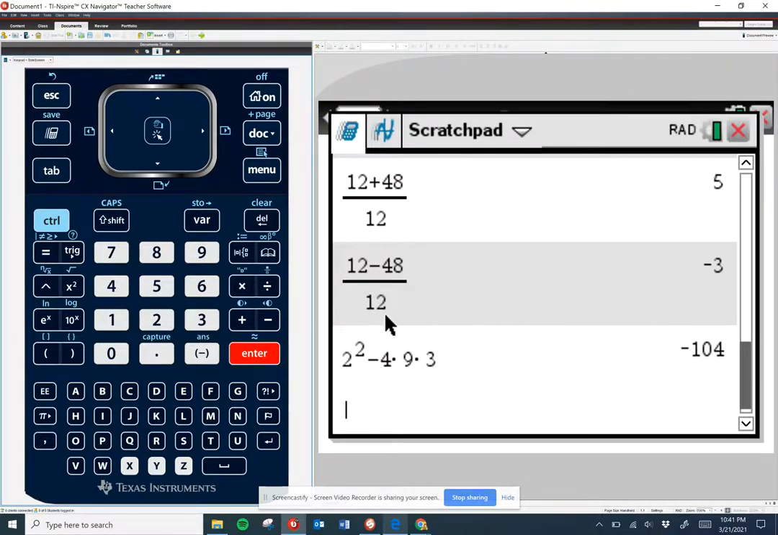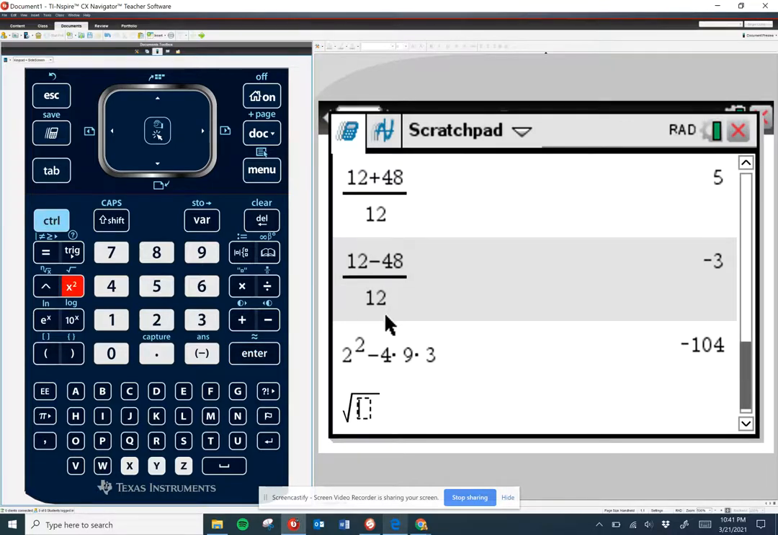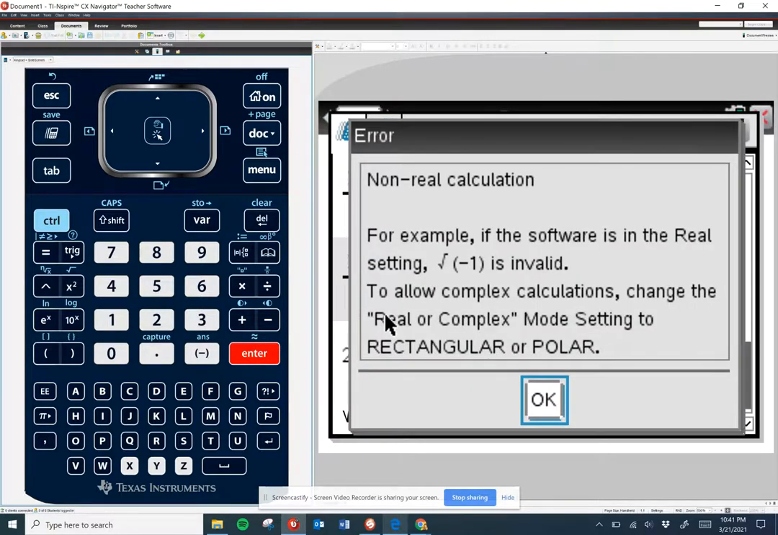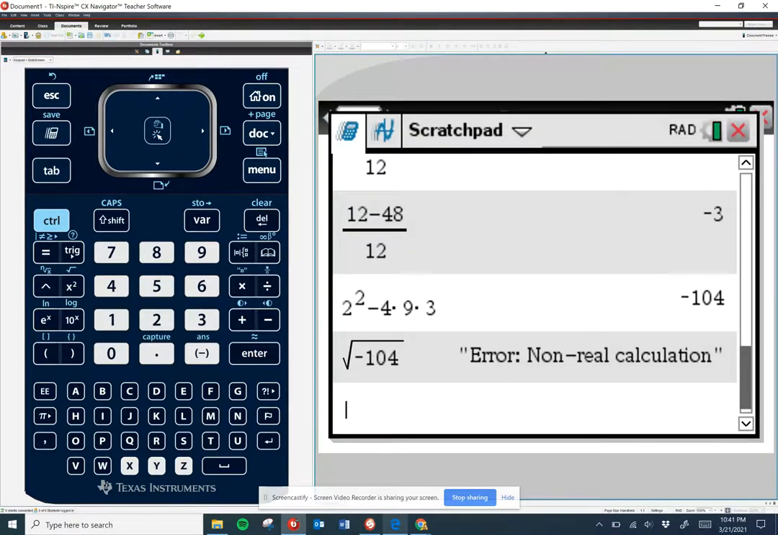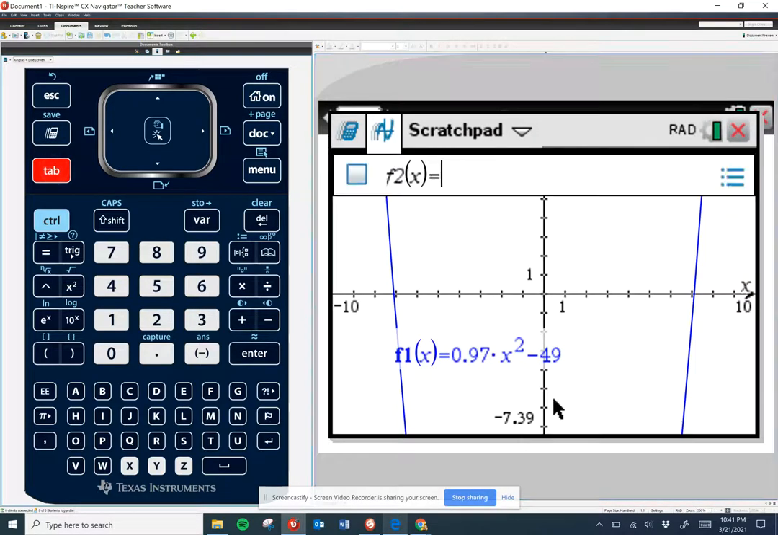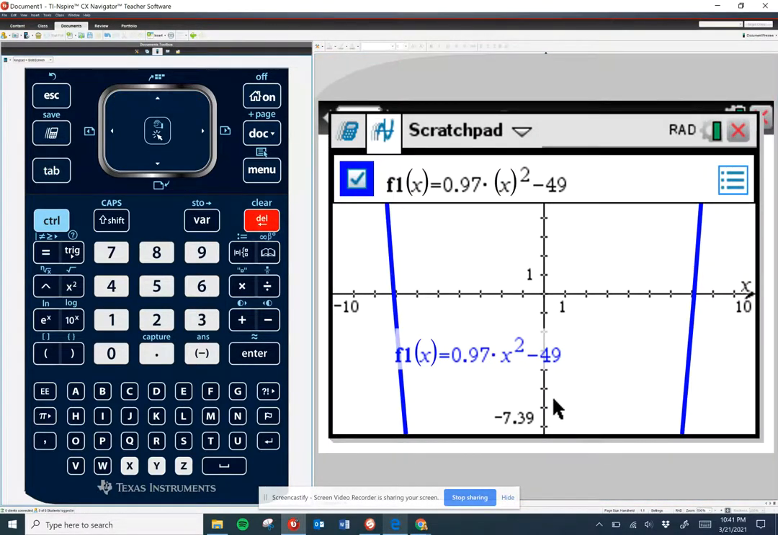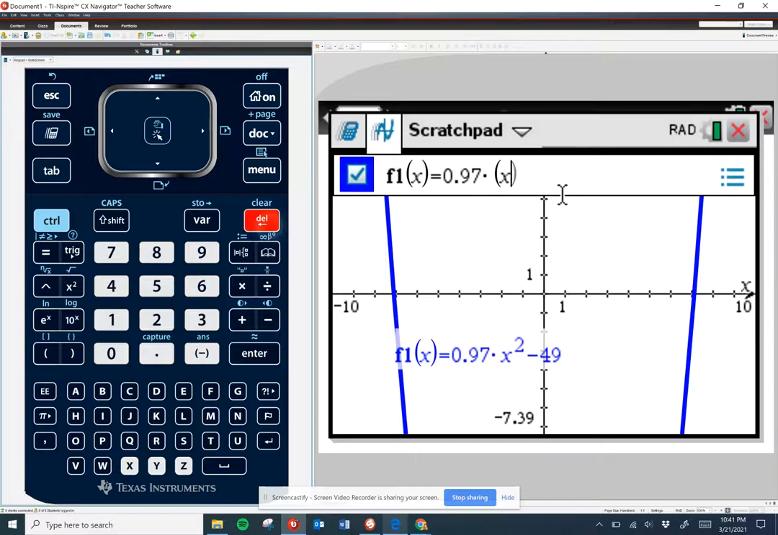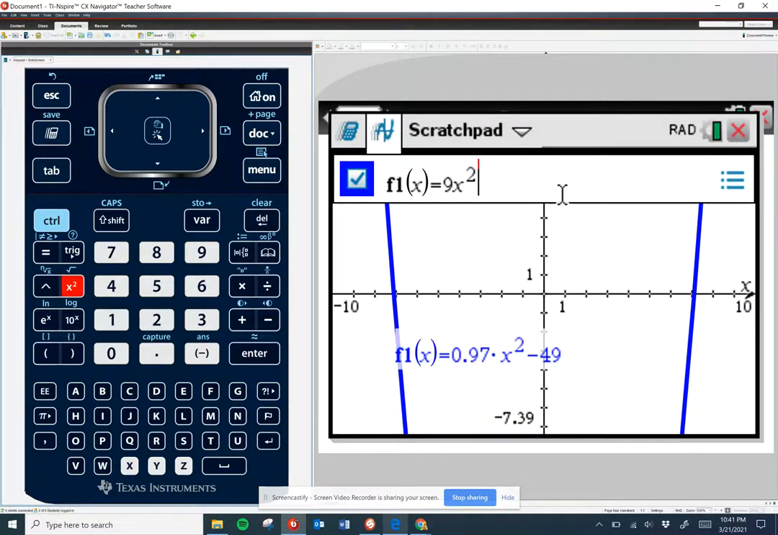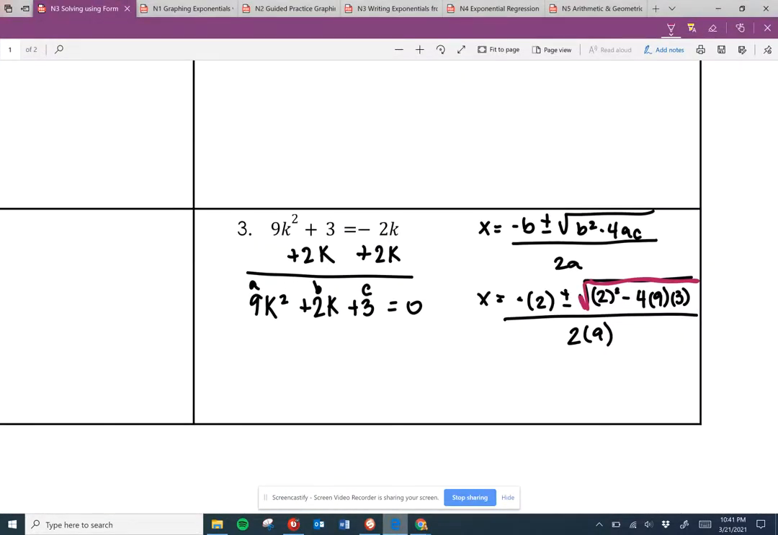So we get -104. Now if you try to take the square root of -104, it is going to tell you that you can't do that. You can't take the square root of a negative number. So let's peek and see what would happen if we were to graph this. Remember, we're looking for the solution, the two places that it touches, 9x squared plus 2x plus 3.